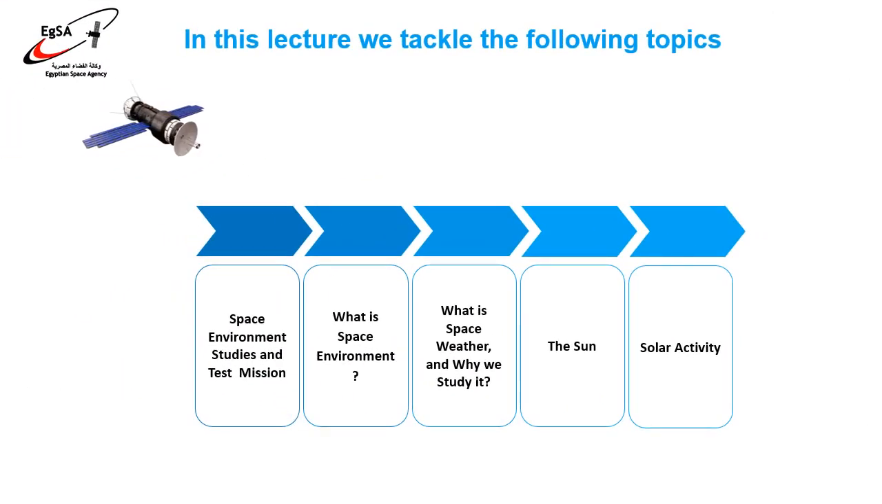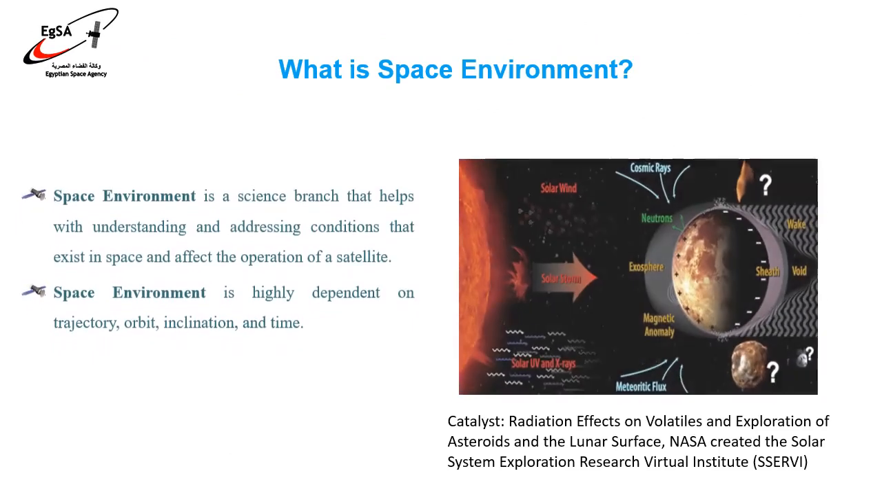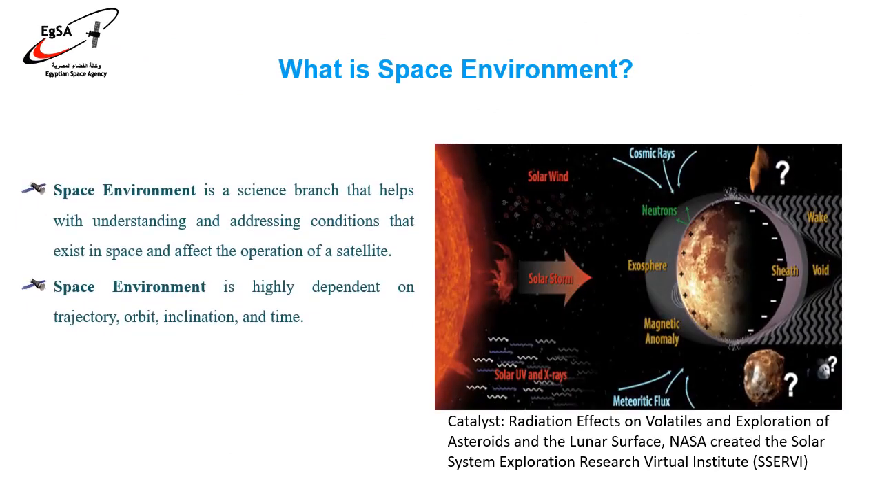Now we move to the second topic, which is, what is space environment? This part answers a question regarding what space environment is. Space environment is a science branch that helps with understanding and addressing conditions that exist in space and affect the operation of a satellite. Space environment is highly dependent on trajectory, orbit, inclination, and time.